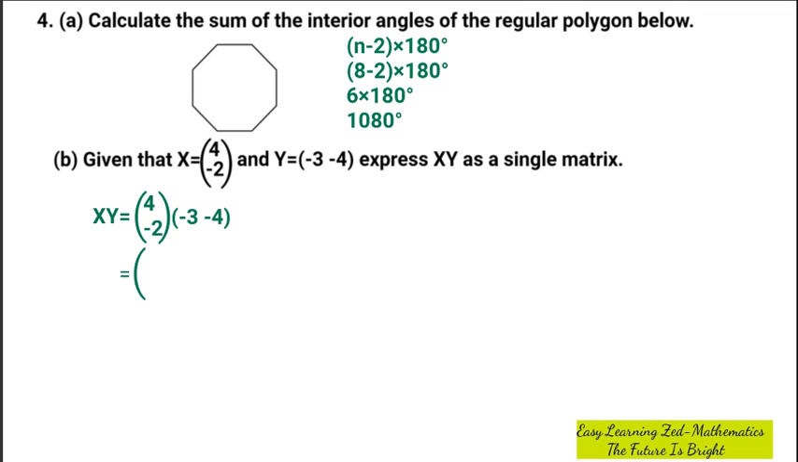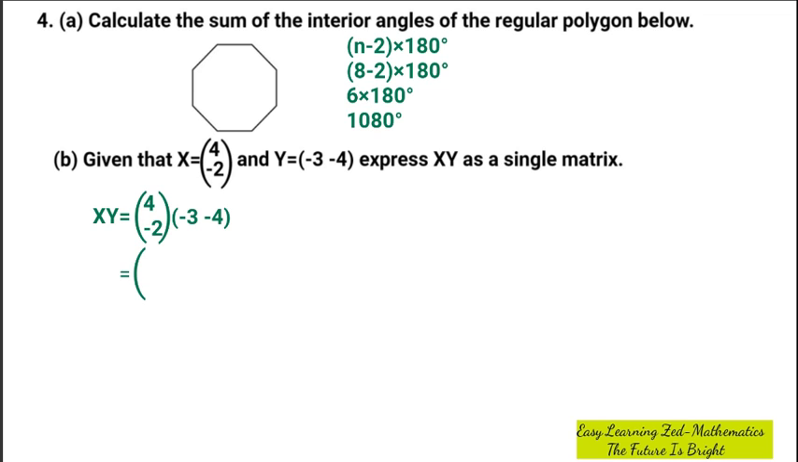And how you need to know the kind of answer you're going to get is by first identifying the order of the given matrices. As you can see, matrix X has the order of 2 by 1, and matrix Y has the order of 1 by 2. The outer numbers will tell you the order of the matrix you're going to get. Since we have 2 by 1 and 1 by 2, the final answer will have the order of 2 by 2.